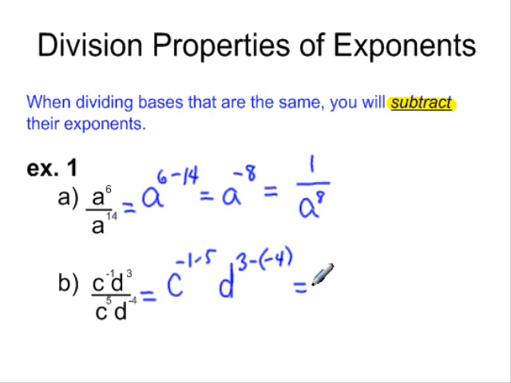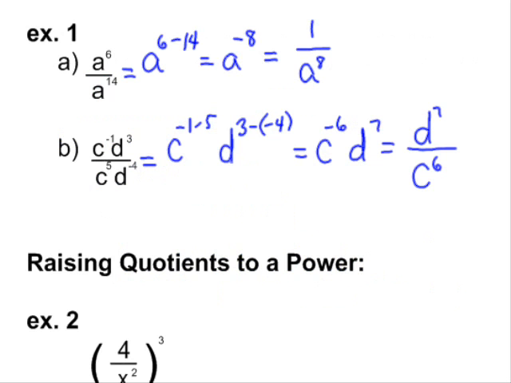Let's evaluate. C's exponent is going to be negative 6, and D's exponent will be positive 7. Since C has a negative exponent, we're going to have to simplify further. So it'll drop down into the denominator and turn positive. And D, since it's already a positive 7, it's going to remain where it's at and stay in the numerator. So that's pretty simple. Let's look what happens when we have quotients that are being raised to a power.